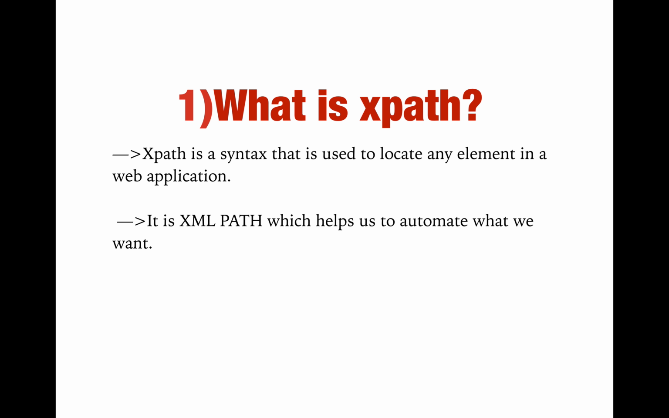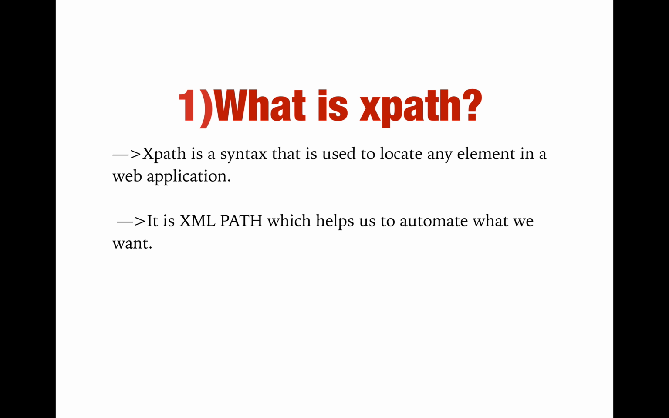So here in this case, your friend is your automation tool that's trying to help you. For the automation tool to help you, you have to tell your automation tool what the web element is, what is the address of the element that you want to automate. So in this case, your friend is your automation tool, and the address is nothing but your XPath. Just keep this in mind, and when you're talking to your interviewer, just tell him that it is a syntax that is used to locate any element in your web application.